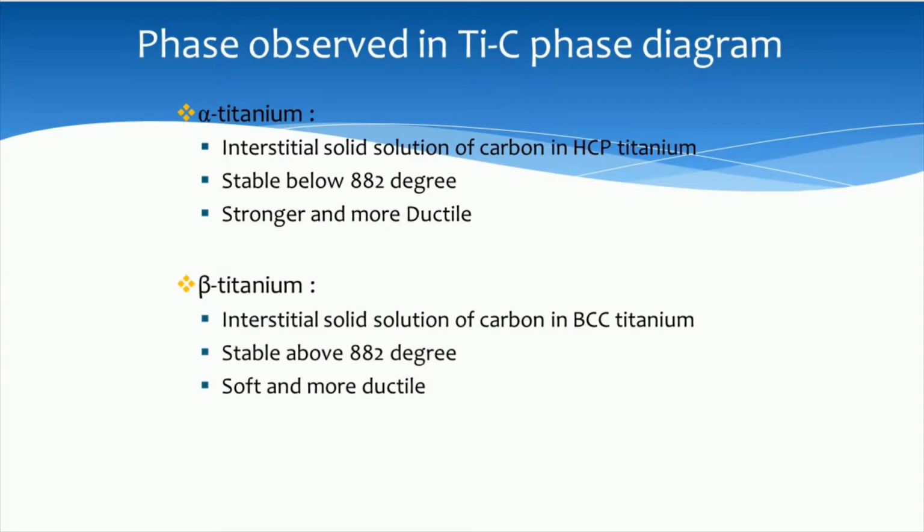The second one is beta titanium. It is an interstitial solid solution of carbon in the body-centered cubic structure of titanium. It is stable above 882 degrees Celsius. It is soft and more ductile due to the larger number of slip planes in the body-centered cubic structure. A larger number of slip planes means higher packing density.